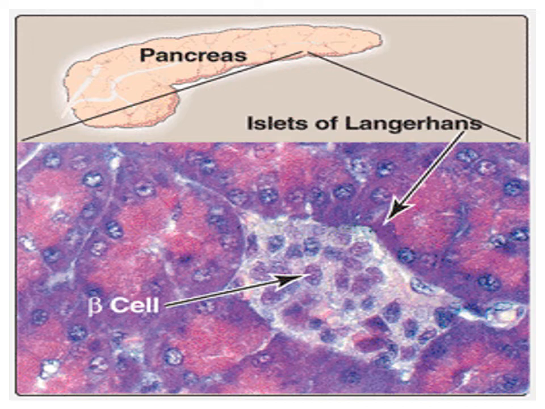Humans have 4 distinct cell types in these islets: alpha, beta, delta and F cells. They are divided on the basis of their staining properties and morphology. Alpha cells secrete glucagon, beta cells secrete insulin, delta cells secrete somatostatin and F cells secrete pancreatic polypeptide.